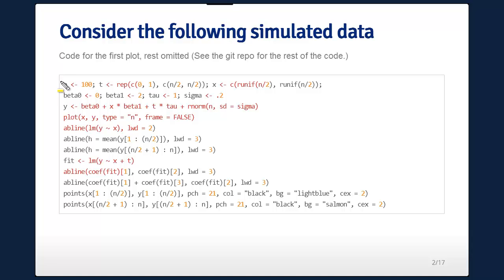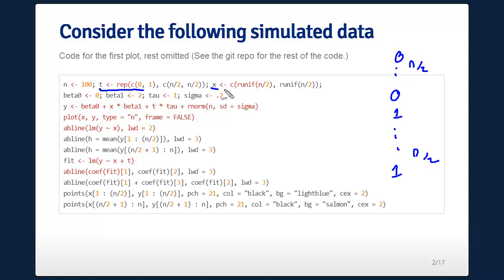Okay, so I'm going to set n of 100, and then t here is a kind of treatment effect. That variable looks something like zeros repeated n over 2 times and then ones repeated n over 2 times. Okay?